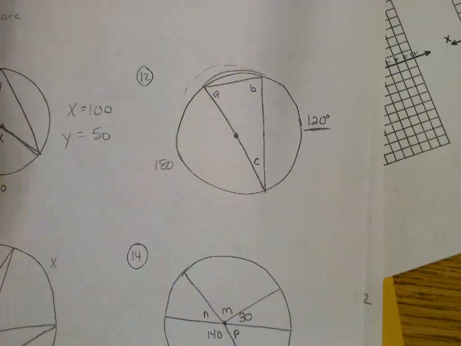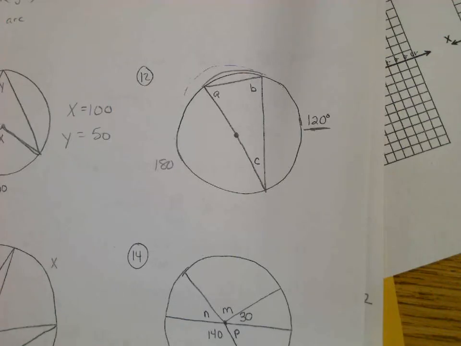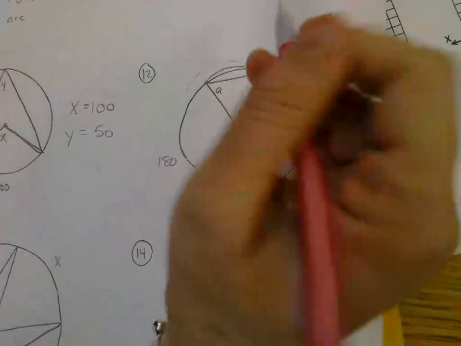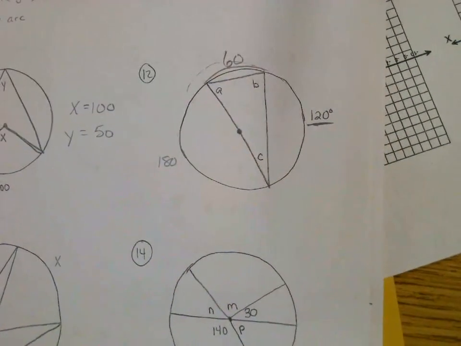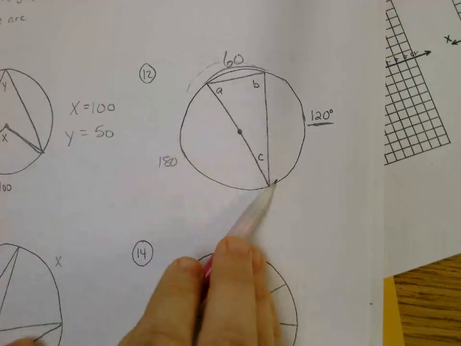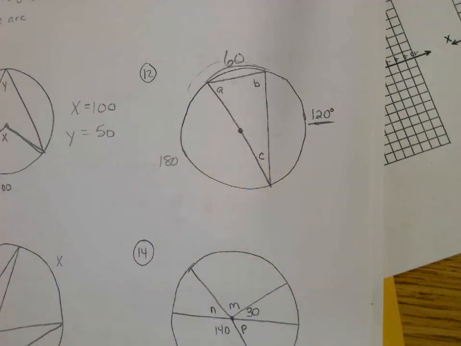How do I find this missing arc over here? I'm going to do my 360 minus my 120 minus my 180, or you could do your half over here and subtract. Either way will work. But you're going to find that your arc there is 60. So that's the first step. You've got to find all of those arc measures. Or you can just do, this is a half, so that's 180. 180 minus 120 will give you 60. You could do it either way.